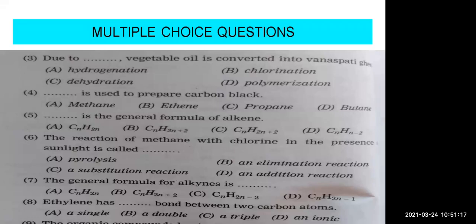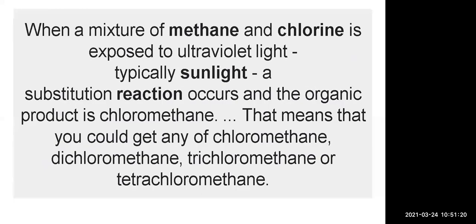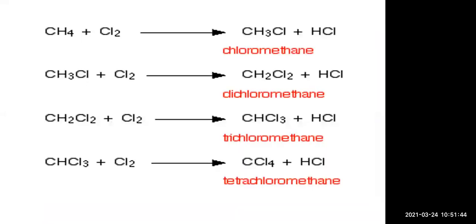And pyrolysis. Now see, here in this case, when a mixture of methane and chlorine is exposed to sunlight, what happens? A substitution reaction occurs and the organic product is chloromethane. That also undergoes a few more substitution reactions. After that, we can get dichloromethane, trichloromethane or tetrachloromethane. So here you can see CH4 plus Cl2 gives CH3Cl. That means one of the hydrogens from CH4 is removed and one of the chlorines from Cl2 is removed, and that hydrogen and chlorine will form HCl, that is hydrochloric acid.